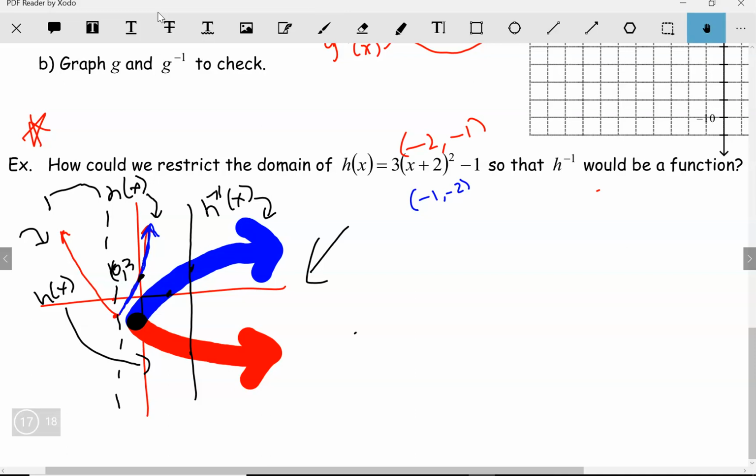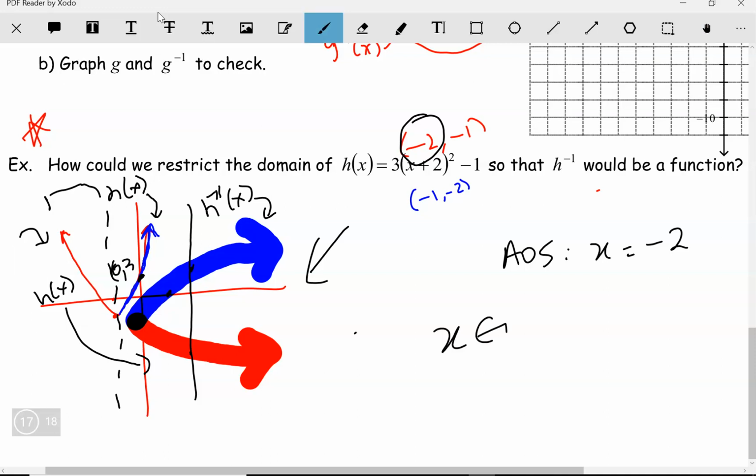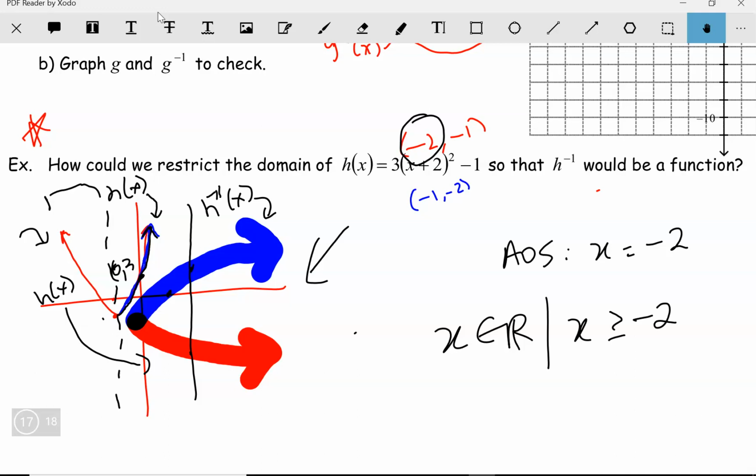We'll see here that our axis of symmetry is x equals -2. So a restriction of our original parabola is x ∈ ℝ, that's the domain, and we can restrict it to x greater than or equal to -2. With this restriction, we'll have only the blue line in our original parabola, because the red part is chopped off, and therefore we'll only have the thick blue line in our inverse equation. If we don't have the red, that passes the vertical line test.